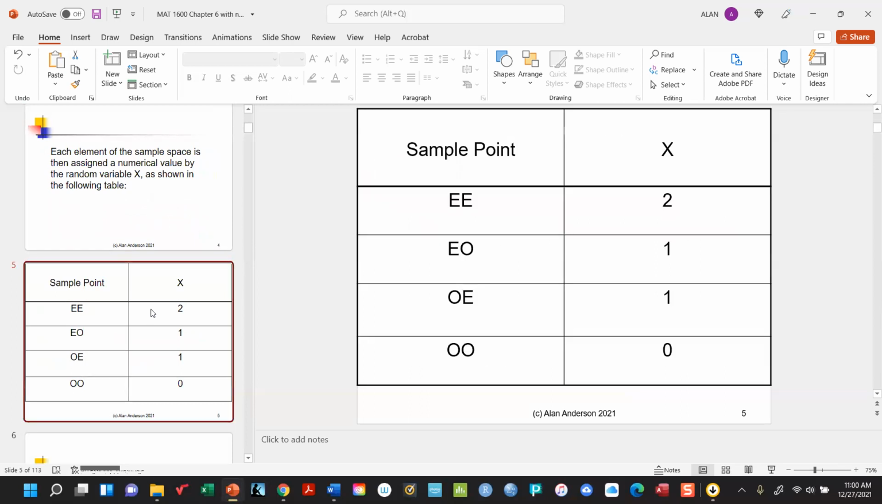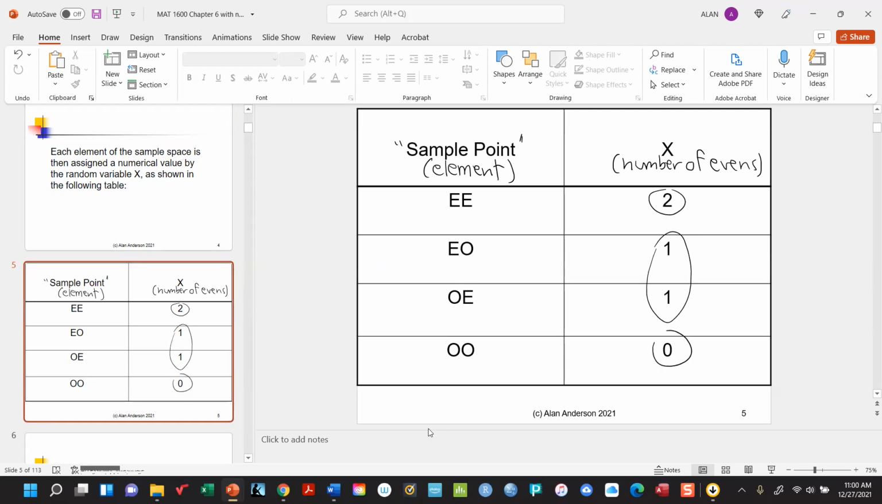So here they are. Now, by the way, in a sample space, the individual elements are often referred to as sample points. So when you see that phrase sample point, it just means an element of your sample space. Now, if you notice over here, X represents the number of evens. And clearly, when you get two evens, you get a two. In these two cases, we only get one even. And then down here, we have none. And it's just that simple. When you see two evens, X becomes two. When you have one E, regardless of when it occurred, by the way, you get a one. And with this last one, with two odds, you clearly have no evens, which means you're looking at a zero.